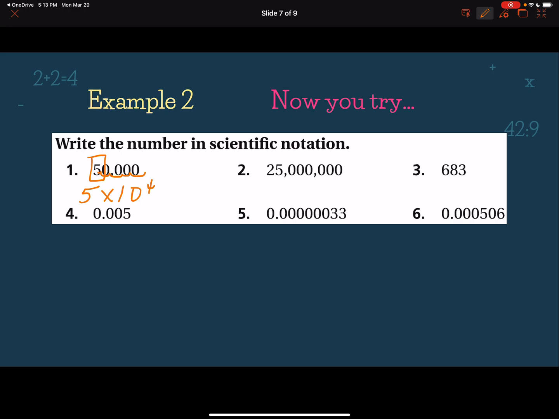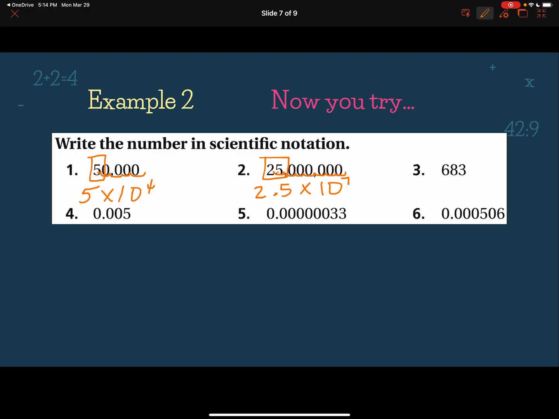Okay, number 2, focus on the non-zero digits. Think about where you're going to place the decimal. So 2.5, that's your first part. And then count the number of places over. So 1, 2, 3, 4, 5, 6, 7. So we're going to have a power of 10 with a 7 exponent.